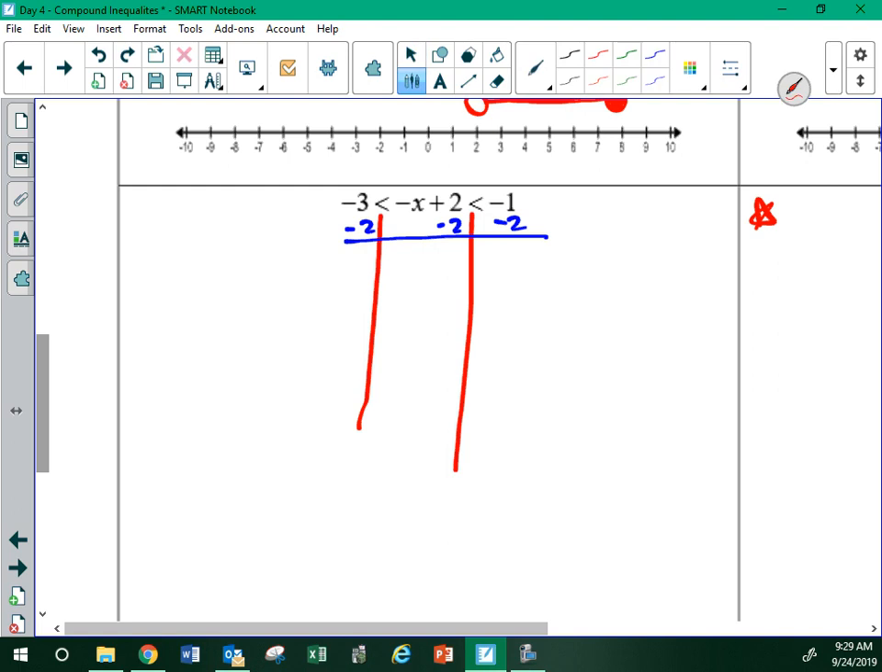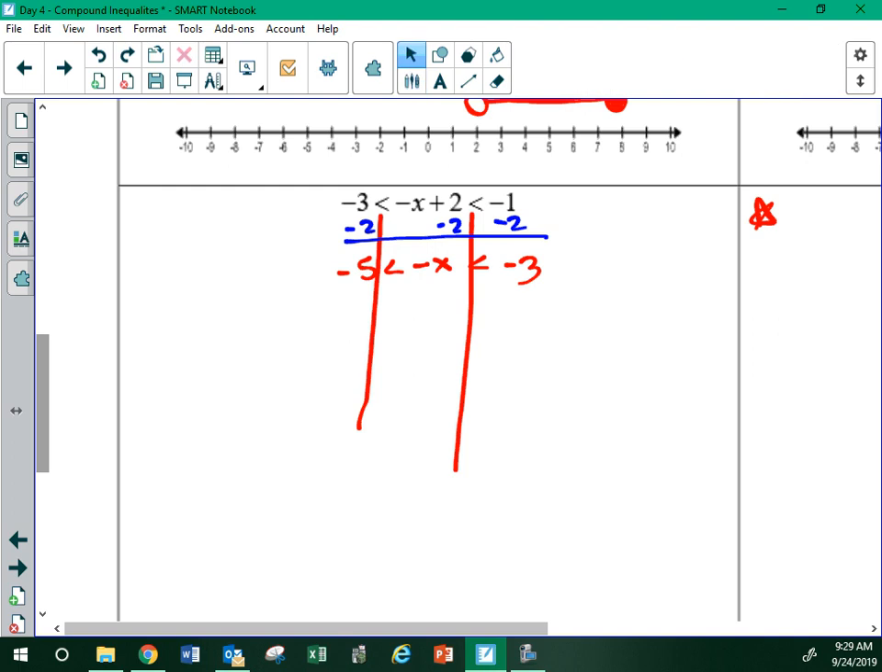Alright, so I have -5 less than -x. Don't lose your negative. Your negative is still with the x. Less than -3. Now we're not done here. We have to get rid of this negative. So if I have -1 times x, the opposite of -1 times is divide by -1.